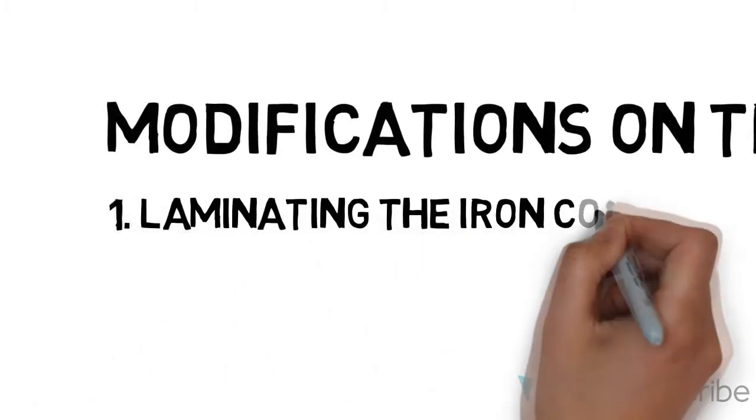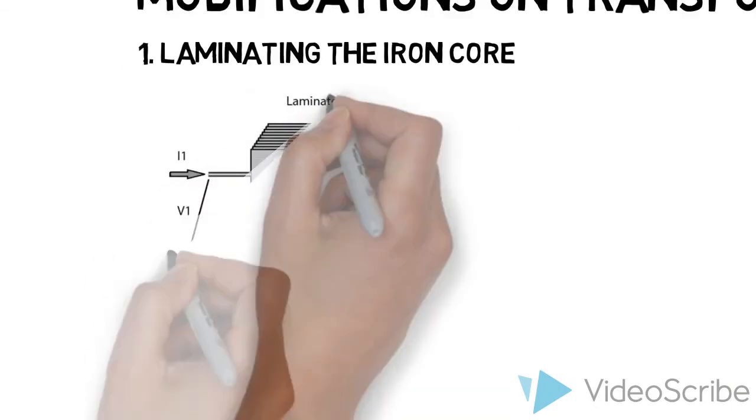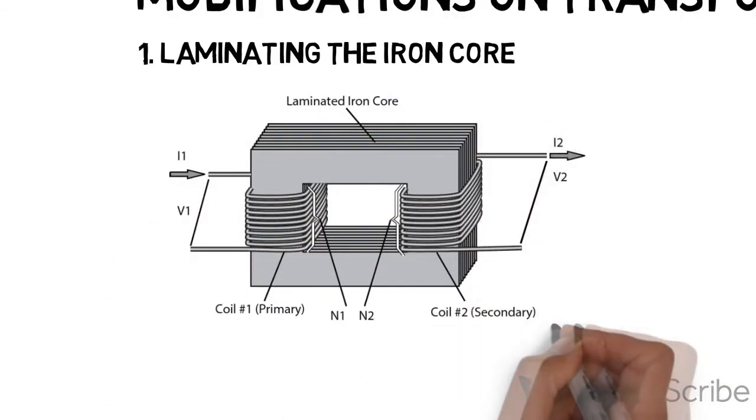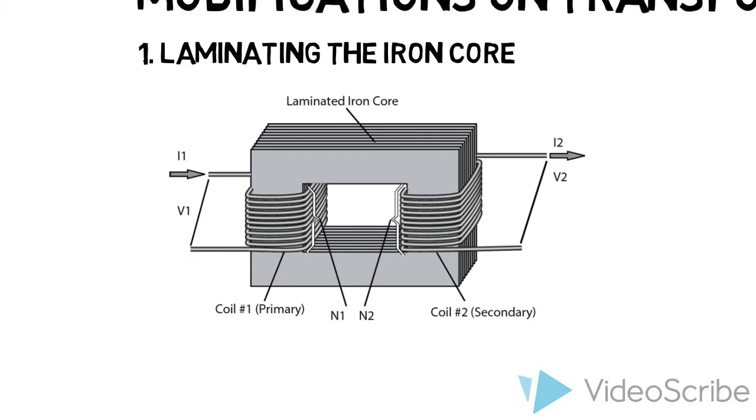So first we can laminate the iron core. Here we can see a transformer with iron cores laminated. So why do we do this? Firstly, we can use it to reduce the eddy current.